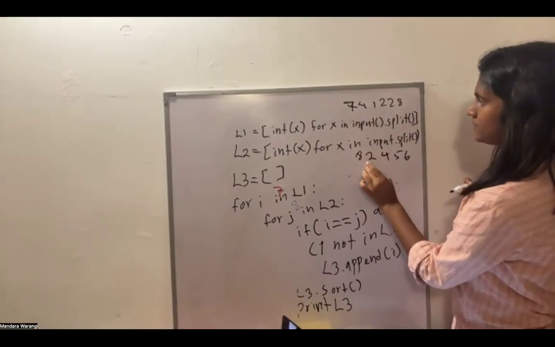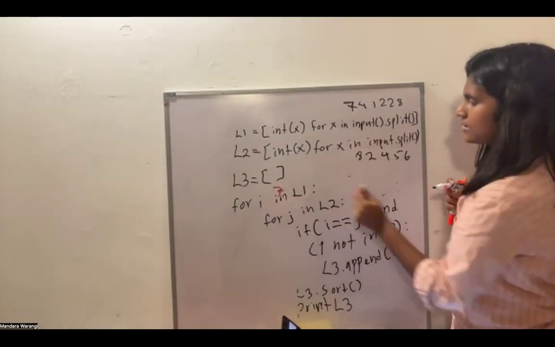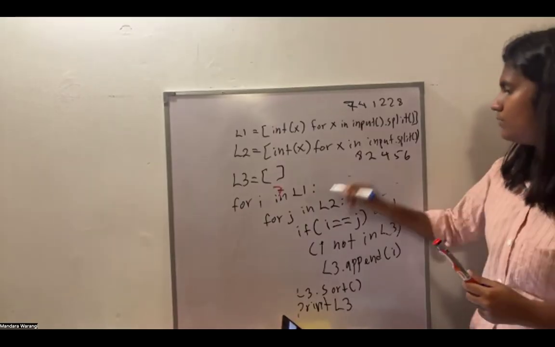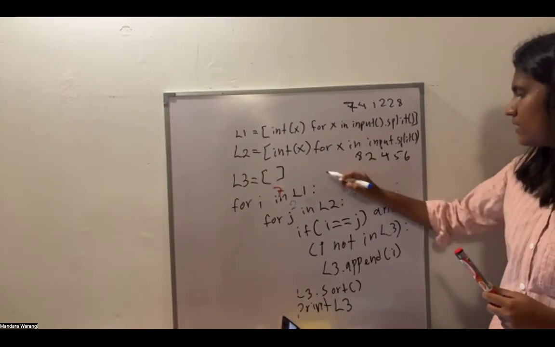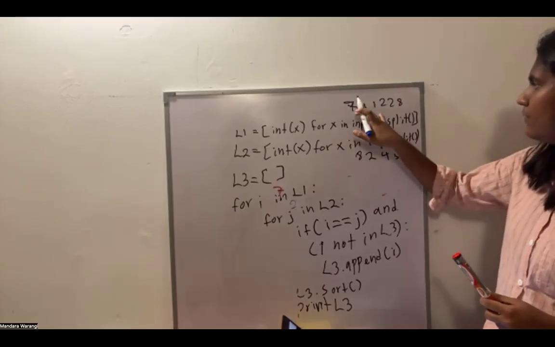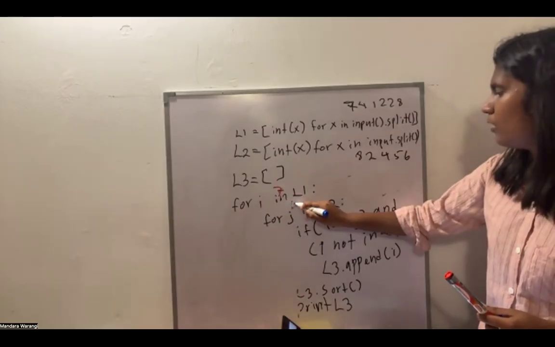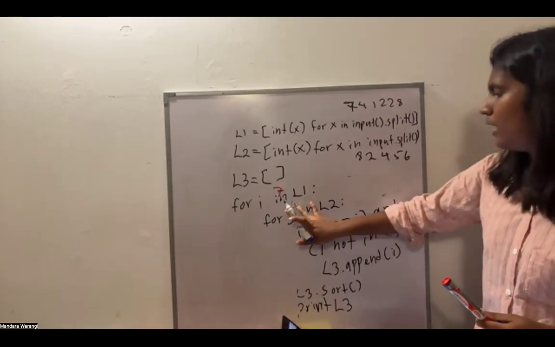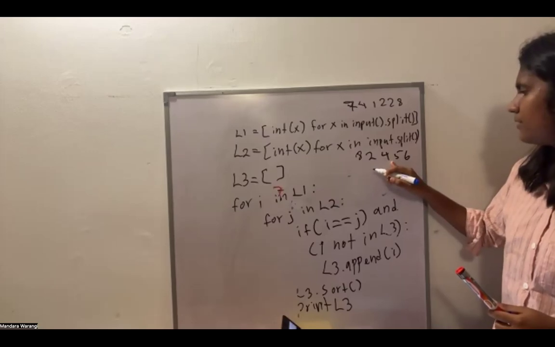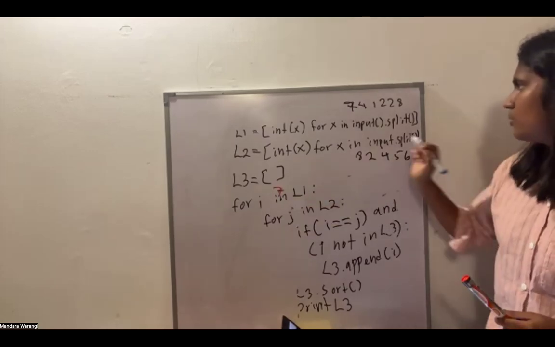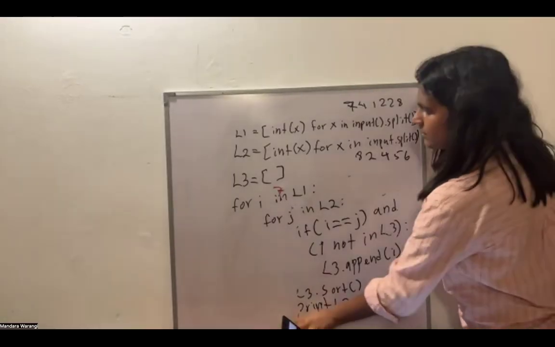Then we increase this by 1. We check whether 7 is equal to 2. No. Then we move to the next element, which is 4. Is it equal? No. So it fails from here. Then 5. No. 6. No. Then we change the first element, which is 7.